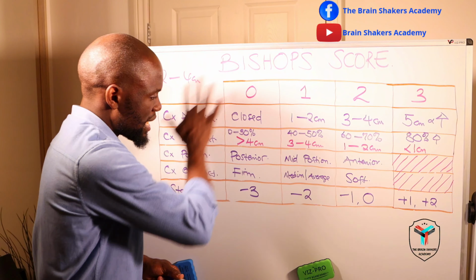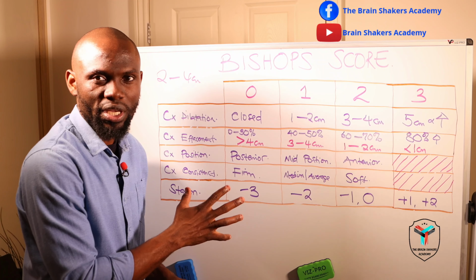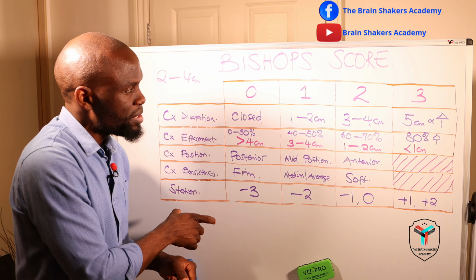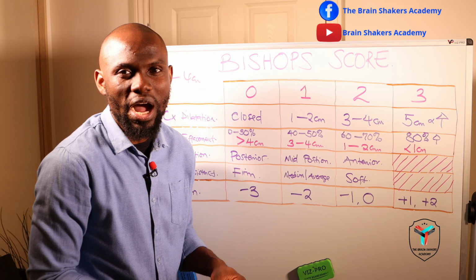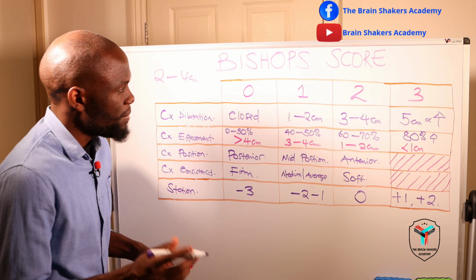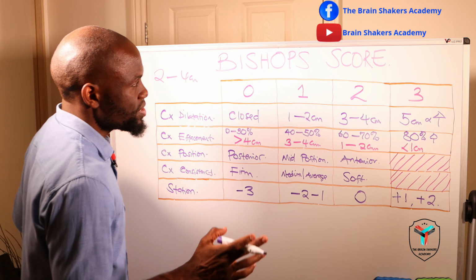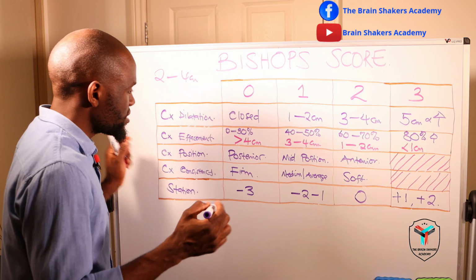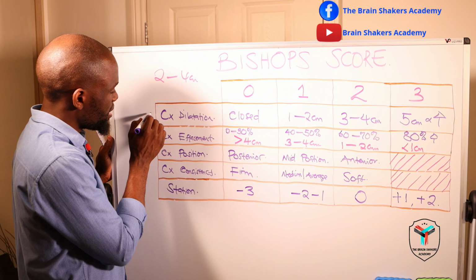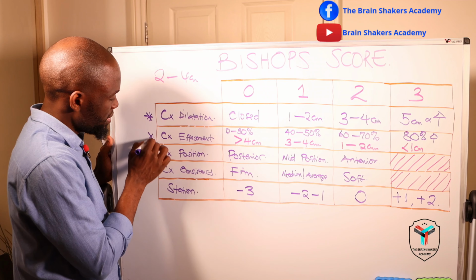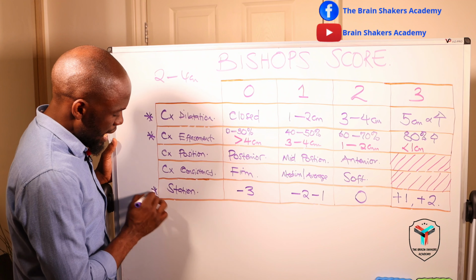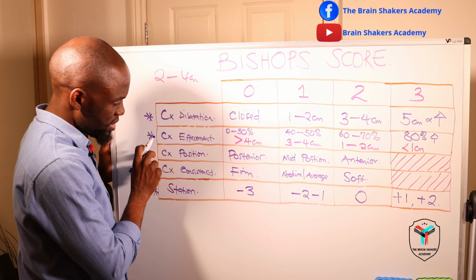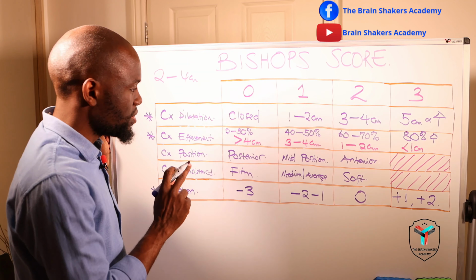So basically, those are the main parameters that you would be looking for as you look at the Bishop score, the 5 main parameters scored from 0 up to 3. Now, I must also be quick to mention that there is what is referred to as a modified Bishop score, and it just takes into consideration the cervical dilatation, the cervical effacement, and the station, and does not take into consideration the cervical position and the consistency.